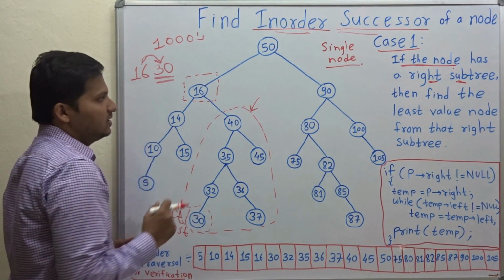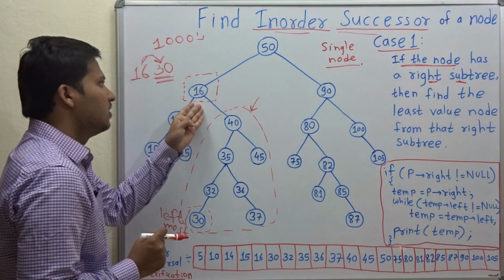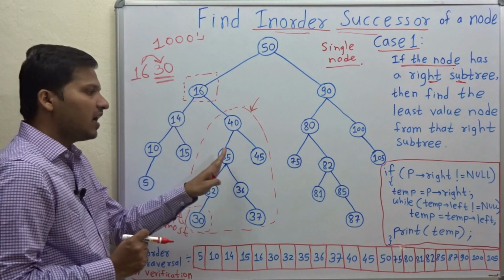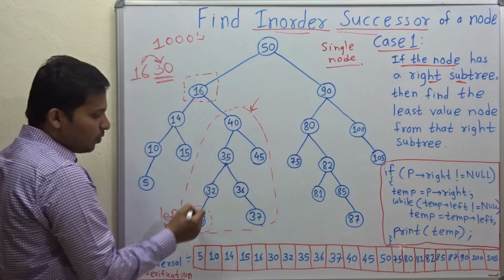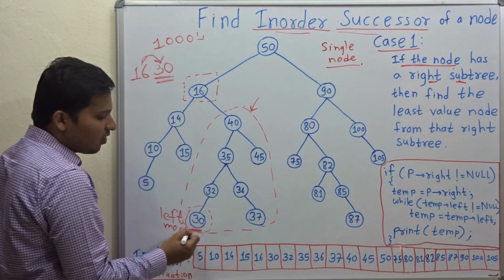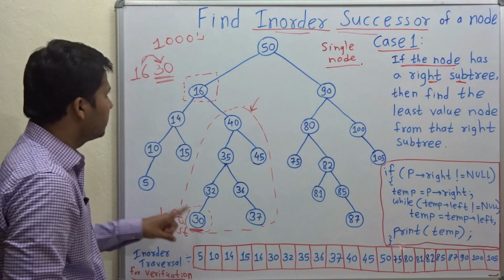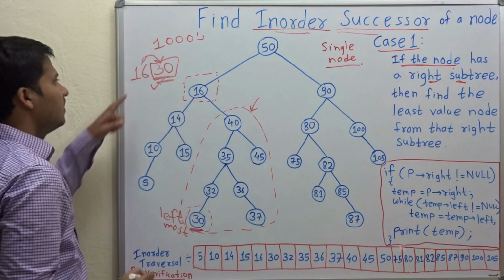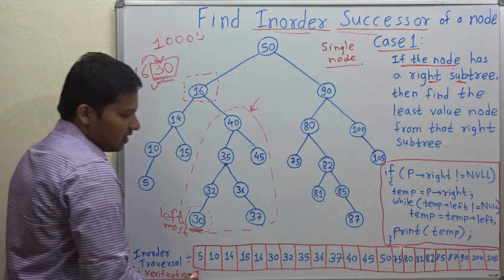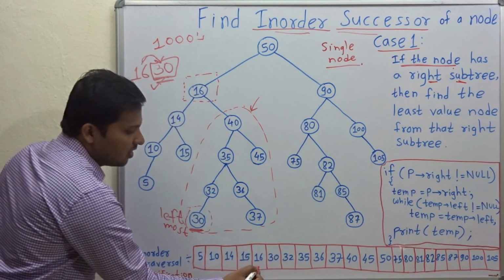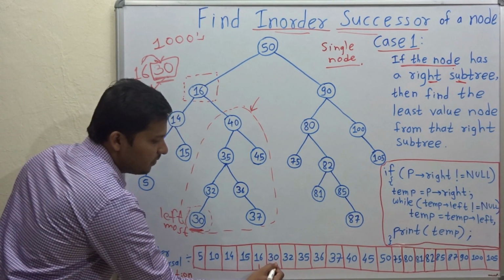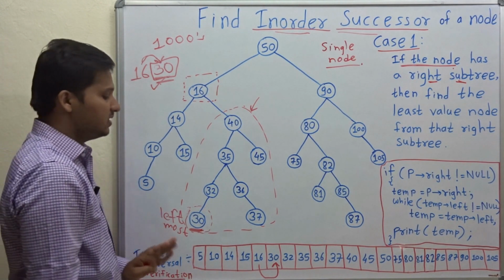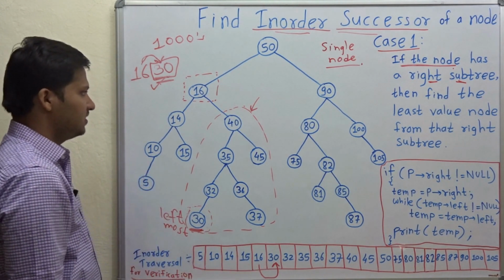So that means for a node which has the right subtree, then in that right subtree the leftmost node is the in-order successor. So here 30 is the in-order successor. Okay, let's verify. See, in this in-order traversal, which node is next to 16? That is 30. So our answer is correct, means 30 is the in-order successor.